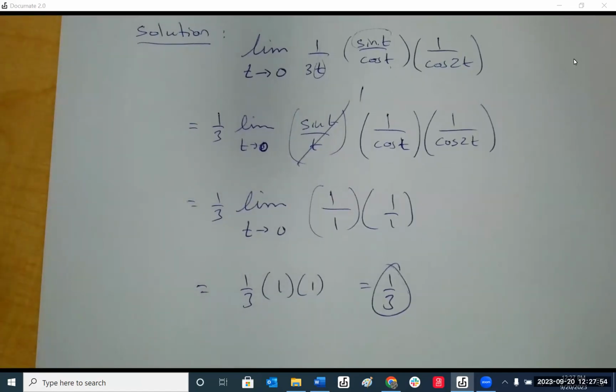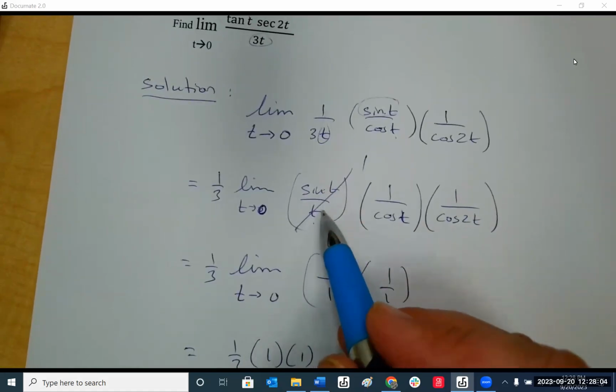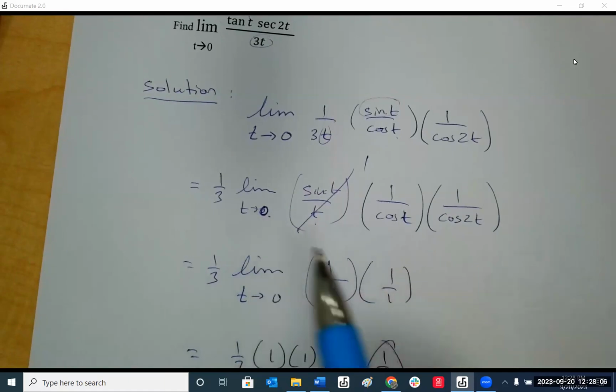For the next one. Yes, whenever we go to 0. But we want 0 because we're looking for sine t over t. So we want it to go to 0. Whereas if it was going somewhere else, if it was going to infinity, we couldn't use that. We have to find something else.